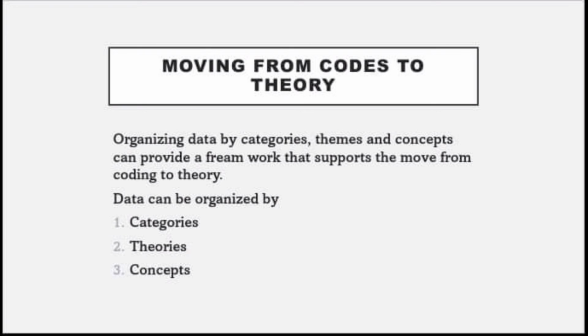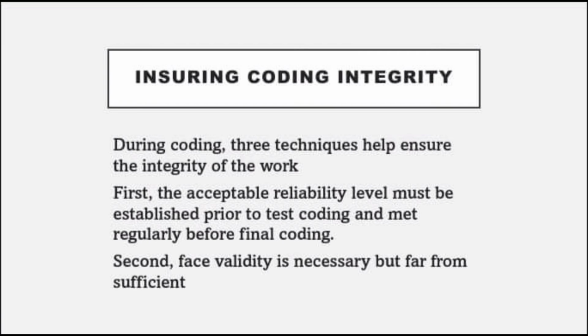Moving from codes to theory. Organizing data by categories, themes, and concepts can provide a framework that supports the move from coding to theory. Data can be organized by 1. Categories, 2. Themes, 3. Concepts. Ensuring coding integrity. During coding, three techniques help ensure the integrity of the work. First, the acceptable reliability level must be established prior to test coding and met regularly before final coding. Second, face validity is necessary but far from sufficient.